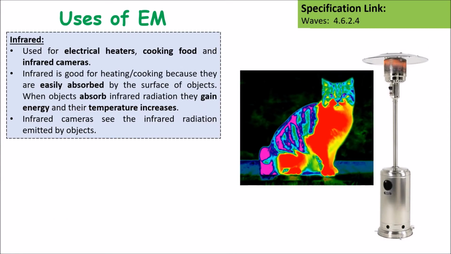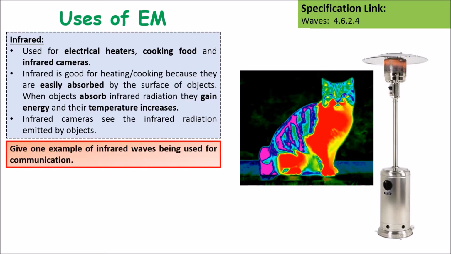Infrared can be used for electrical heaters, cooking food or infrared cameras. Infrared is good for heating because it is easily absorbed by the surface of objects. When objects absorb infrared radiation, they gain energy, so their temperature increases.